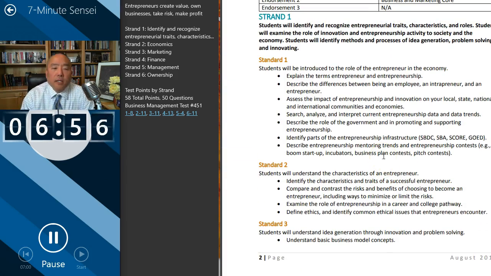In Strand 1, you will learn to identify and recognize entrepreneurial traits and characteristics. So, Standard 1, what is the role of the entrepreneur in our economy? Well, it's a very important role, so much that the government invests a lot of resources to help small businesses. What is an entrepreneur? An entrepreneur is somebody who organizes, manages, and starts a business.